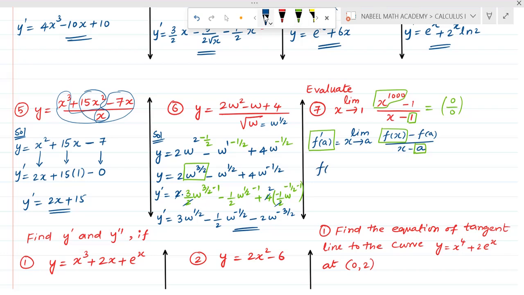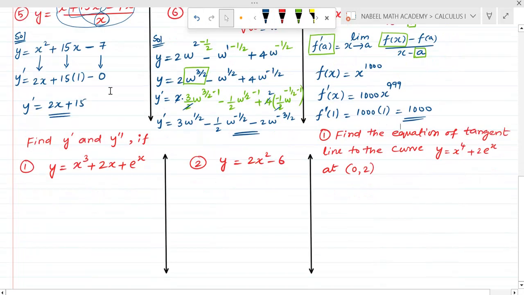We have f of x equal to x to the power 1000. What is the derivative? The derivative is 1000 x to the power 1000 minus 1, which is 999. Now I have to substitute 1 because the a value is 1 here. So 1000 times 1 is equal to 1000. So the value of f prime of 1 is 1000, so the limit is 1000. If you apply the L'Hopital rule, you will get the same answer.